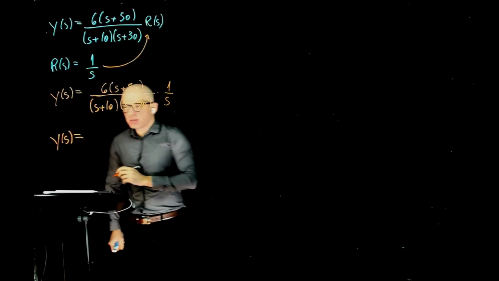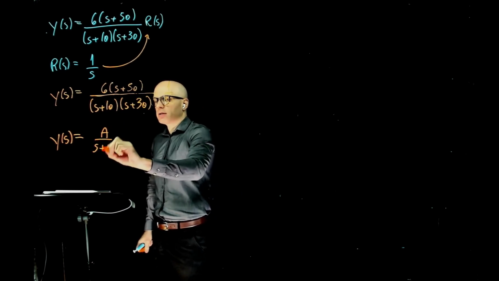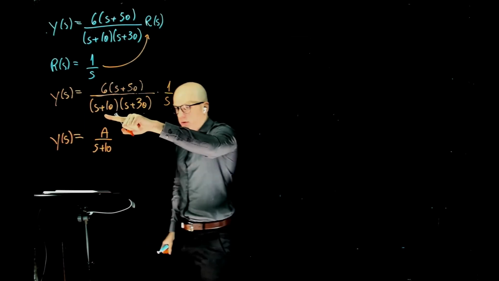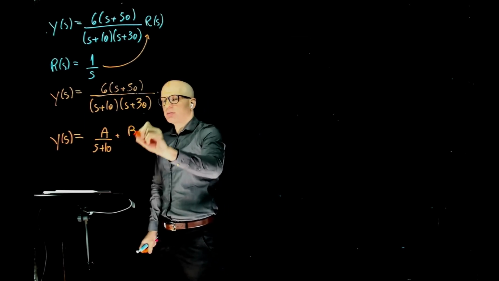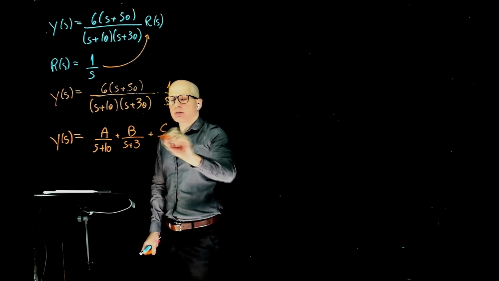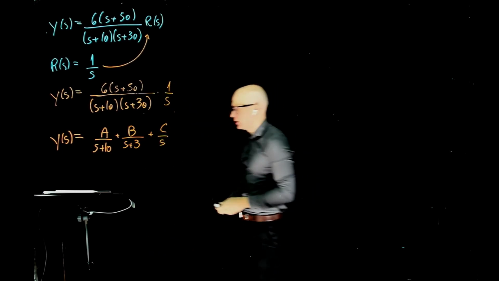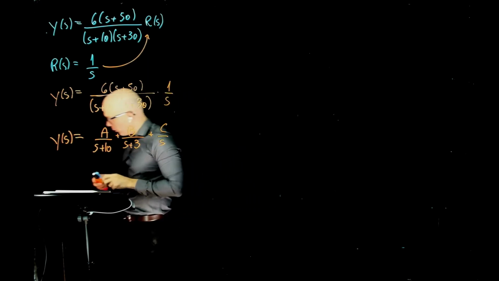Which means that this can be written as a constant a over s plus 10, plus a constant b over s plus 30, plus a constant c over s. Right, here we have s plus 0, which is still the same format.